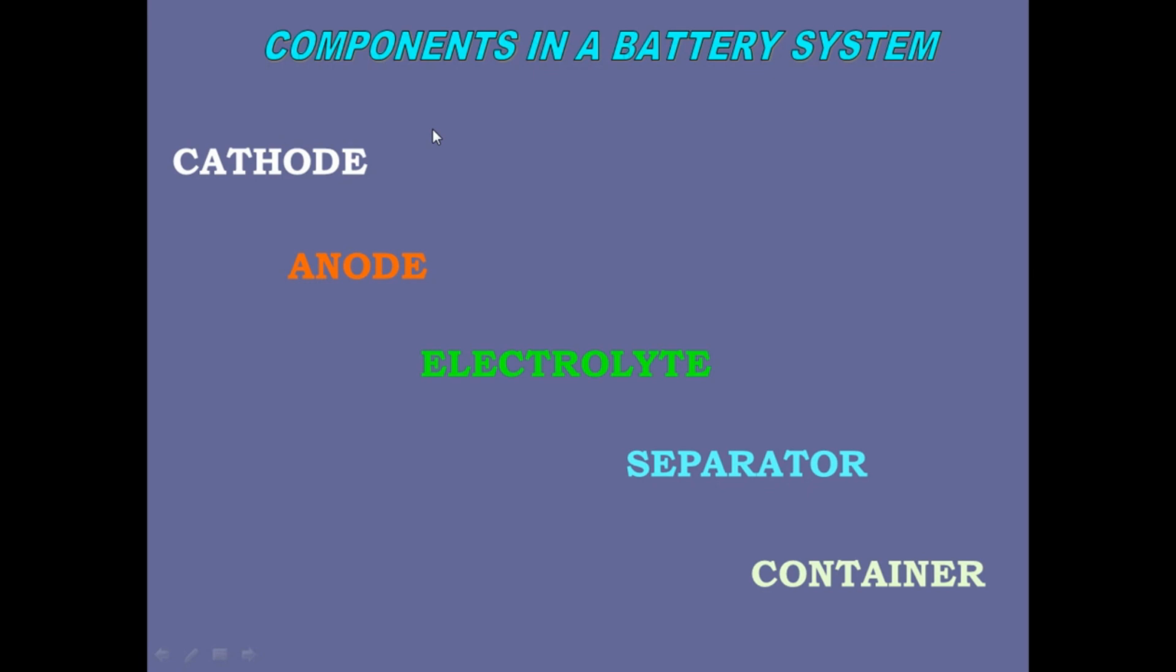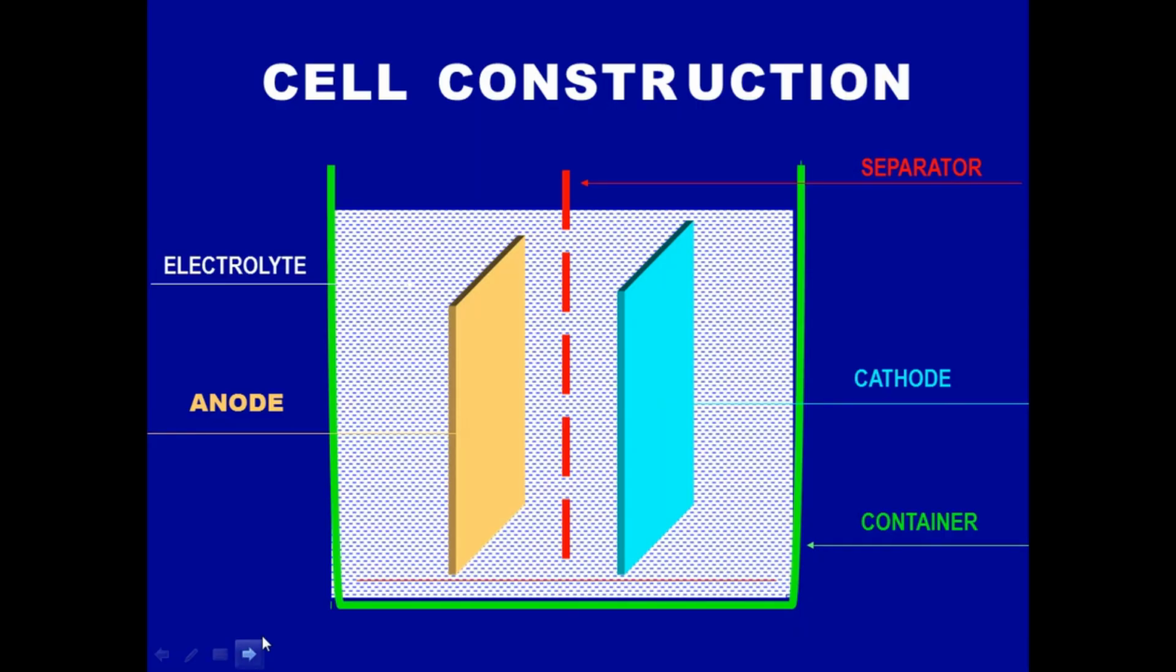The secondary batteries contain the following components, that is cathode, anode, electrolyte, separator and the container. See, in this figure, we can easily see the battery construction. That is, there is a container which carries the electrolyte solution, and in the electrolyte solution, anode and cathode are dipped, and the anode and cathode are separated by the separator. See, here is an electrolyte, and this is an anode, and this is a cathode, and this is a separator.